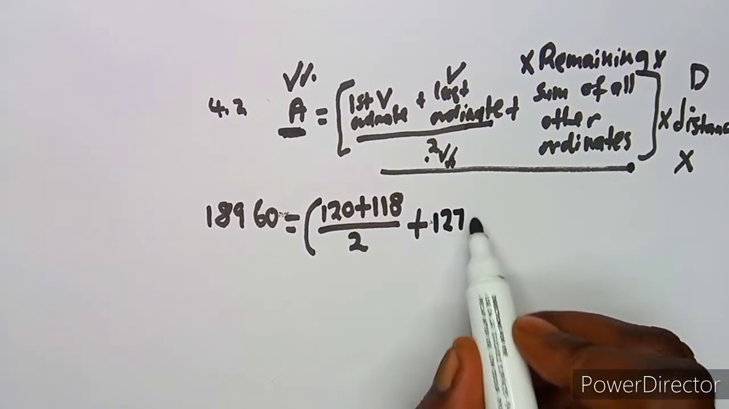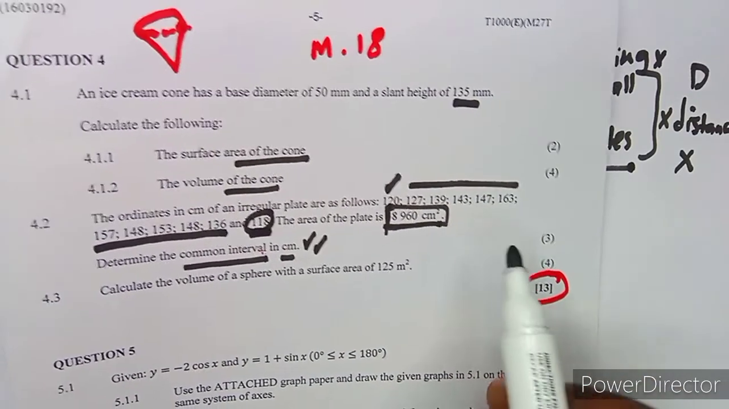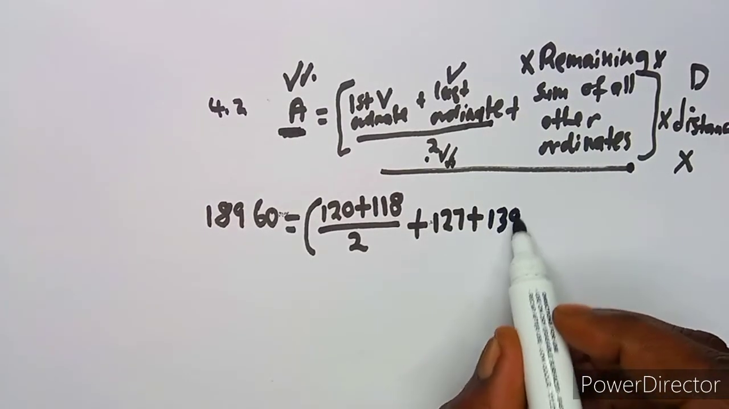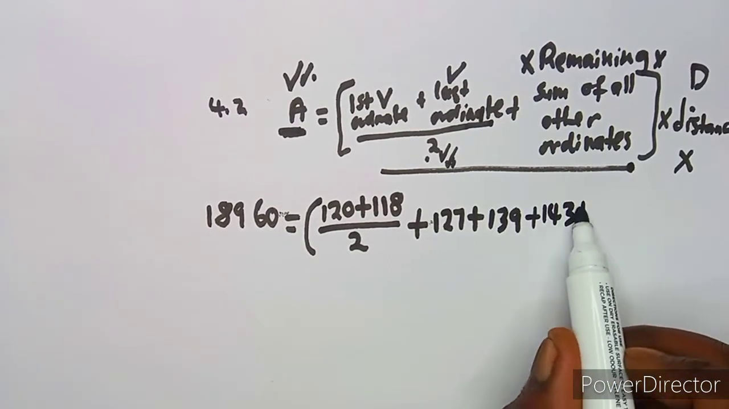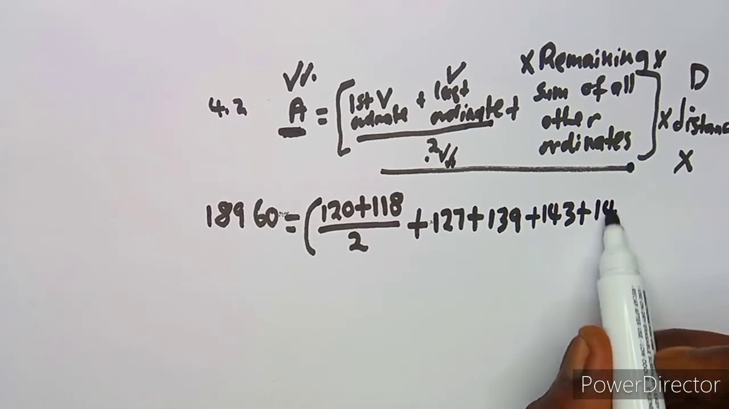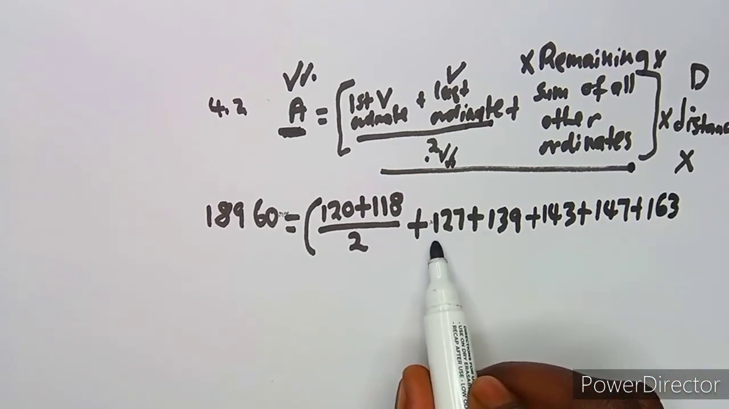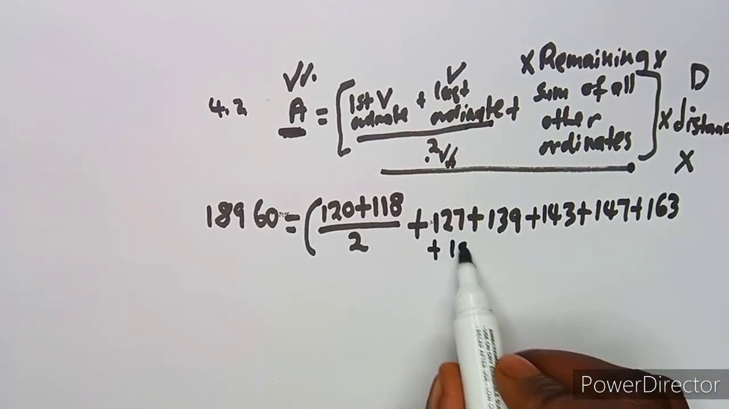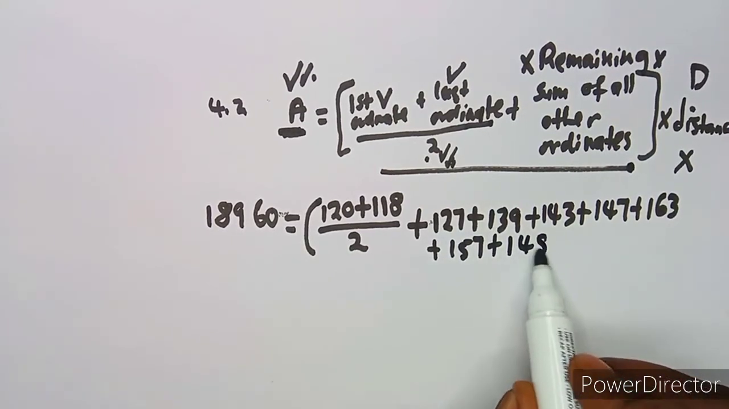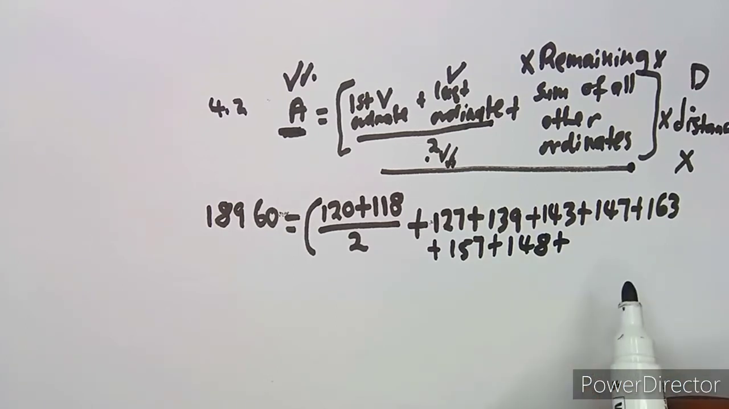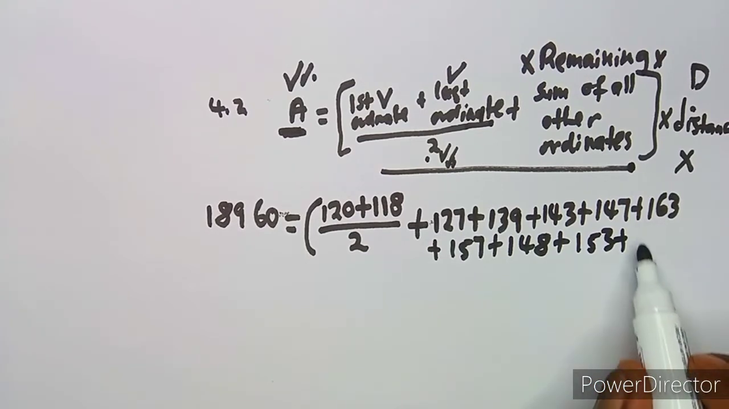That's 127 plus, you add everything here, guys. Make sure that you add everything. Okay, that's going to be 139 plus 143 plus 147 plus 163. Let's just write it here, plus 157. It is because of my space, but you can write these all going. Okay, 148 plus 153 plus 148 again.